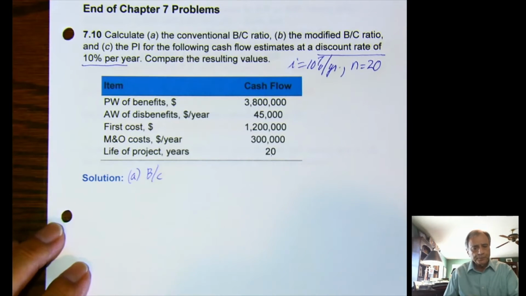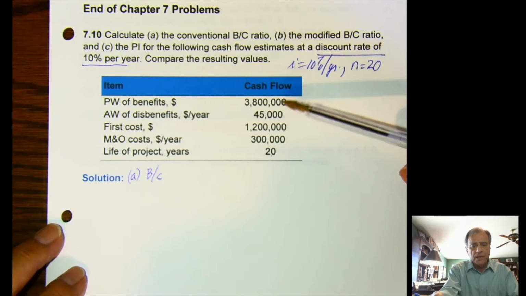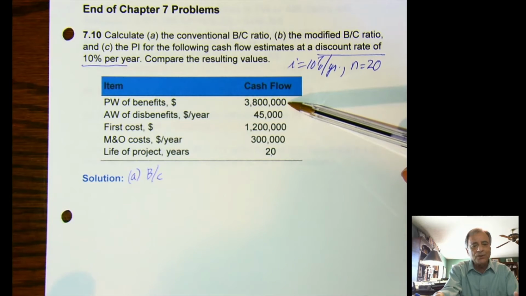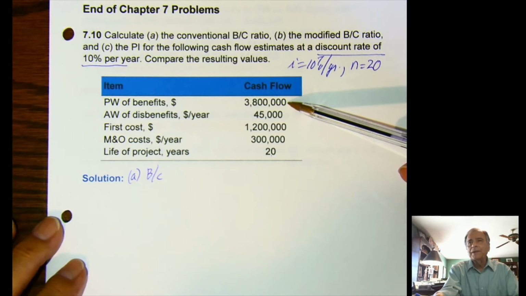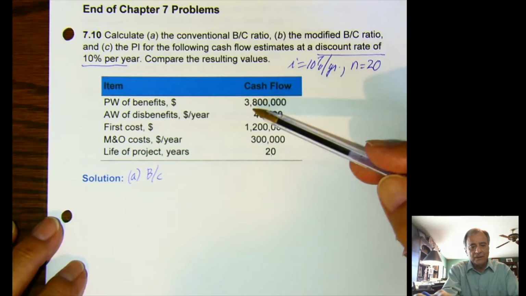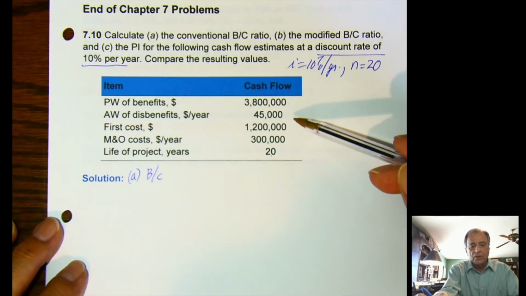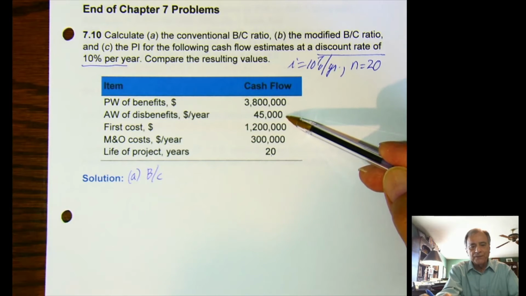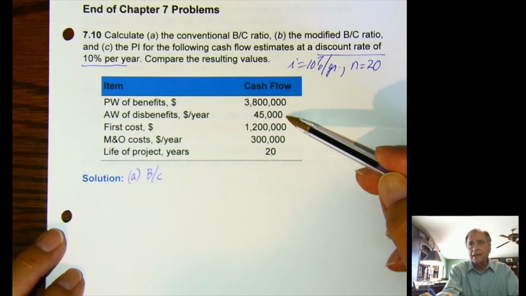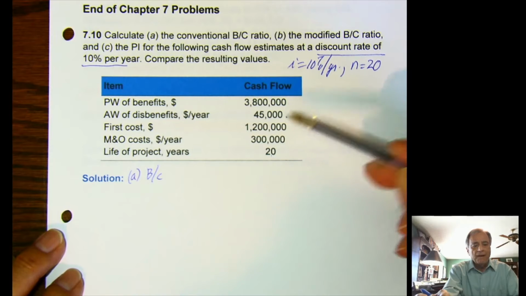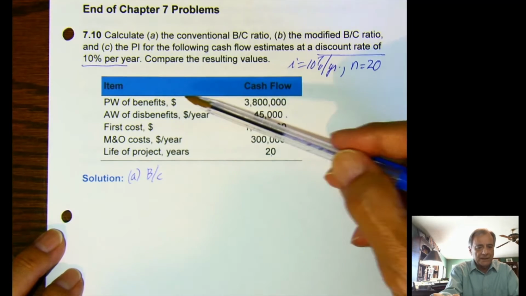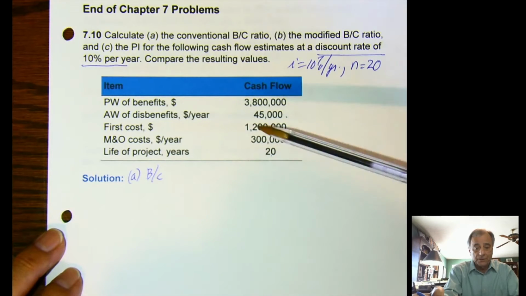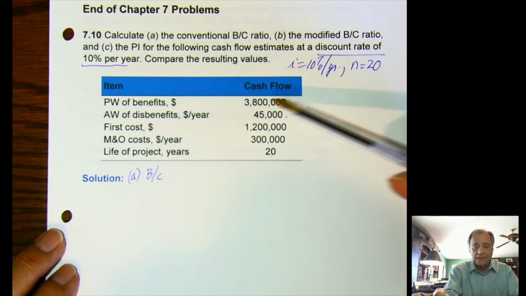So we have a present worth of the benefits of $3.8 million, and then the annual worth of the disbenefits is $45,000 per year. Be careful of the units. This is dollars because it's a present worth. This is dollars per year for 20 years because it's an annualized number.